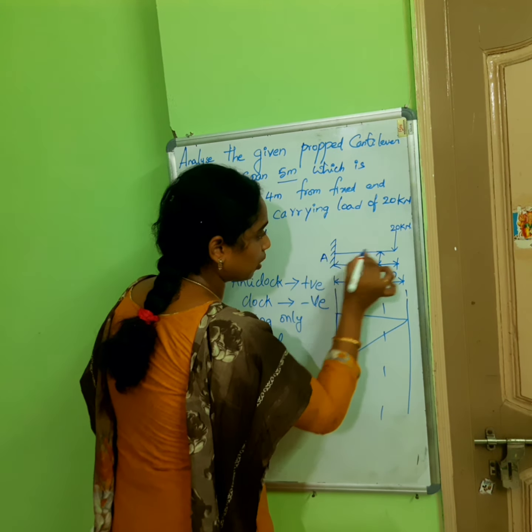A x bar. What is the area? Total load, how much is it acting? I need to calculate the area for this one also. Area means half into base, how much? 1 meter. Height how much? 20. That means how much? 10. This is my load acting, 10.